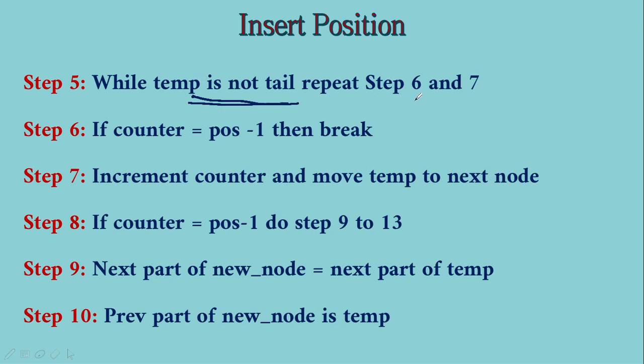Okay, so we have to repeat 6 and 7. In 6 I am checking whether my counter has reached the node at position minus 1, right? In that case also I will just break. Counter equal to position minus 1, I will break. Otherwise I will increment the counter and move temp to the next node.